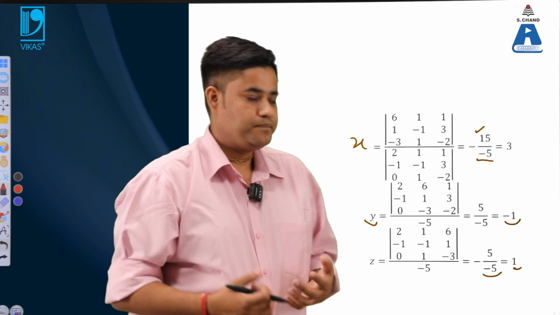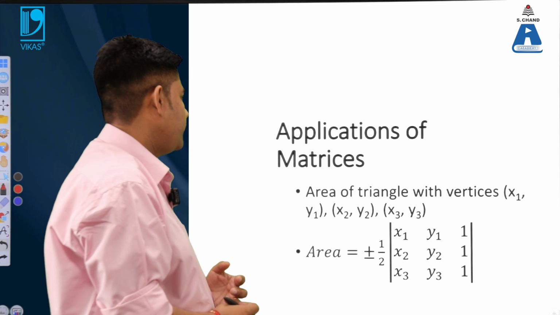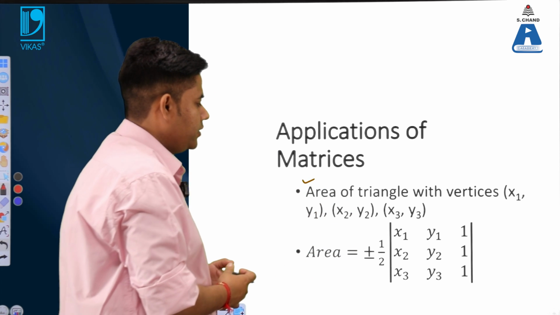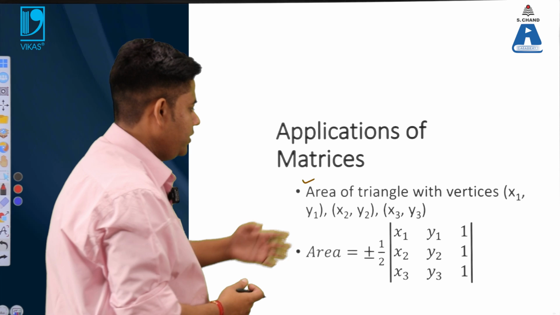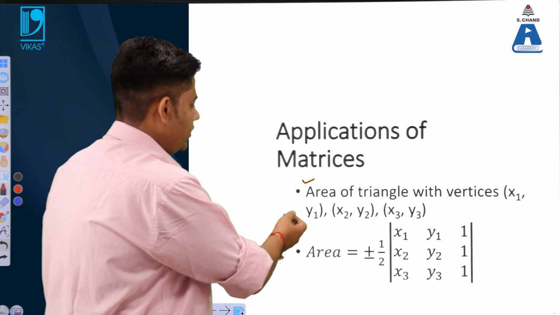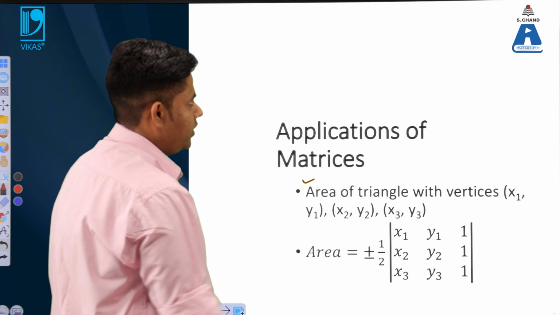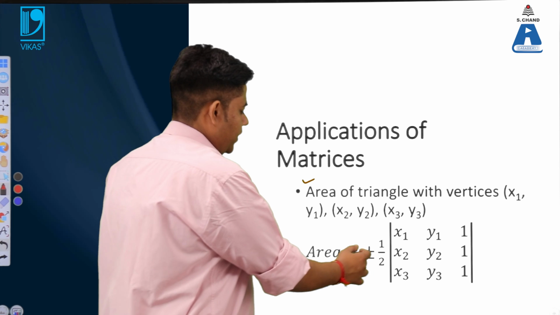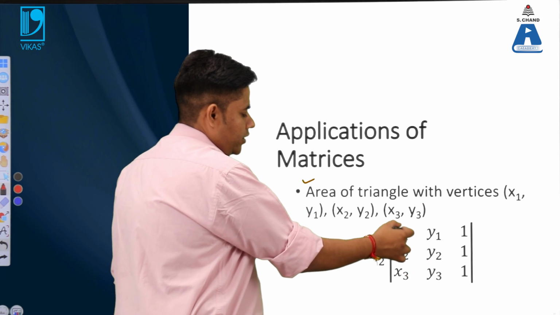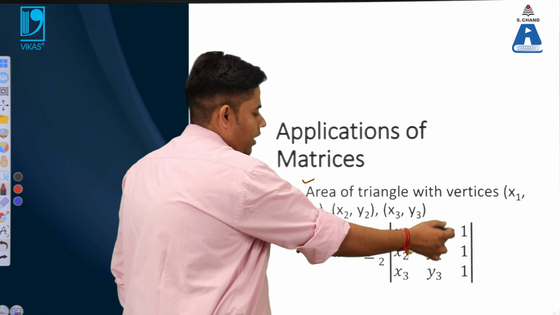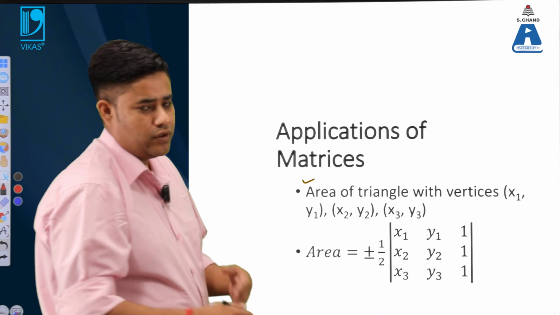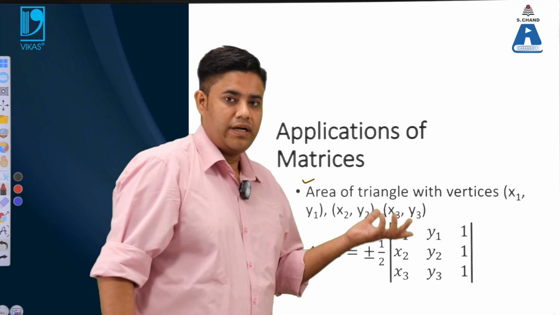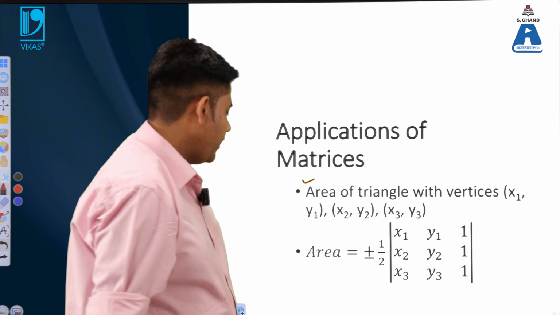There are other applications of matrices also, in which we want to find out the area of a triangle, and that triangle is associated with three vertices, let's say x1, y1, x2, y2, and x3, y3 values. So what happens here, area has this formula: plus minus half, and then a determinant with rows x1, x2, x3, y1, y2, y3, and we write here 1, 1, 1. So when we solve this determinant by the method that I have already told you, we can get the value of area.